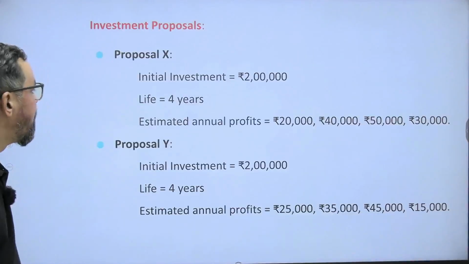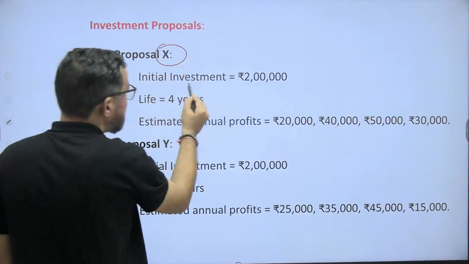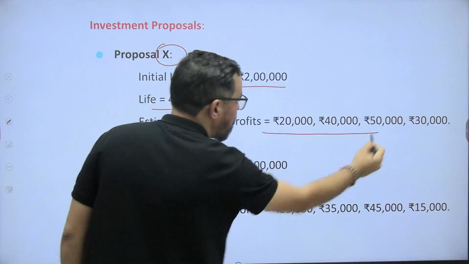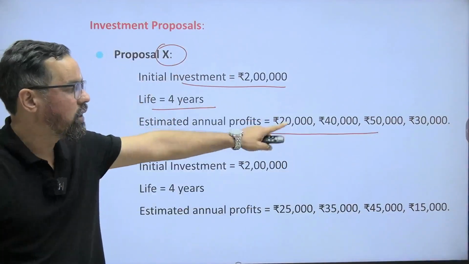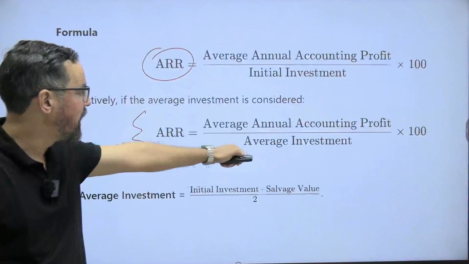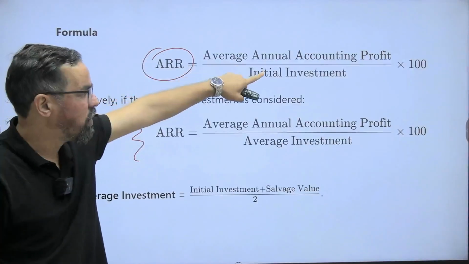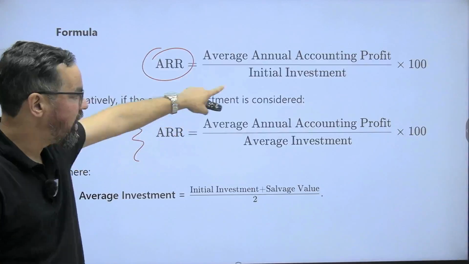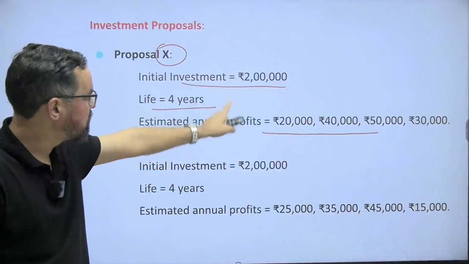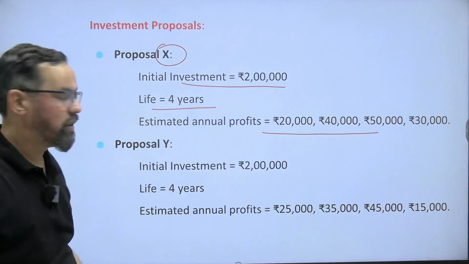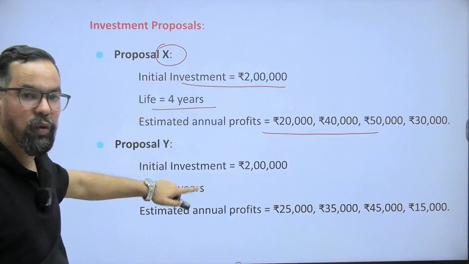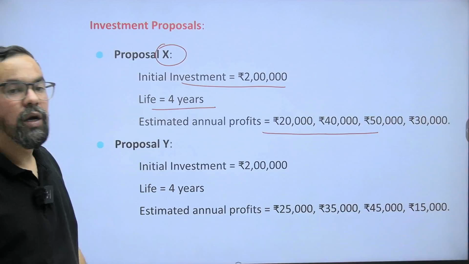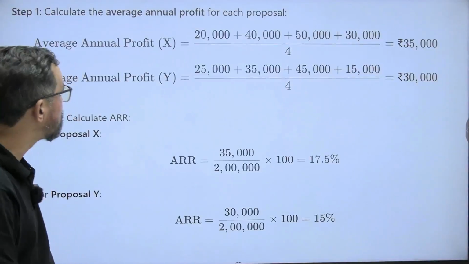So let's say project X's initial investment is 2 lakh, life is 4 years, and estimated profit for 4 years is 20,000, 40,000, 50,000, 30,000. So how will we calculate this? The average annual profit, whatever it is, divided by the initial investment, that is 2 lakhs, into 100 for project X. Similarly for project Y, this plus this plus this plus this divided by 2 lakhs, into 100.